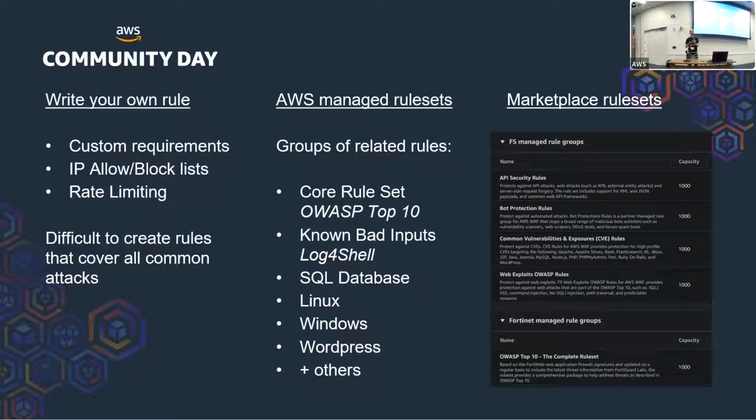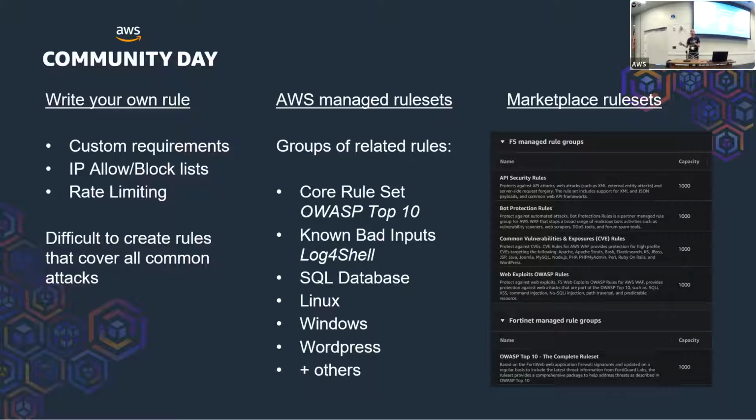AWS in the last few years started offering their own rule sets, and these are just groups of rules in particular areas, and you get to pick and choose which ones you want to use. You can't select all of them for reasons I'll explain in a minute, but you can target things like the core rule set that covers the OWASP top 10 and other common vulnerabilities, or there's one for databases that protects against SQL injection, some platform-specific ones like Linux and Windows, or if I'm running a WordPress site, in which case all bets are off.